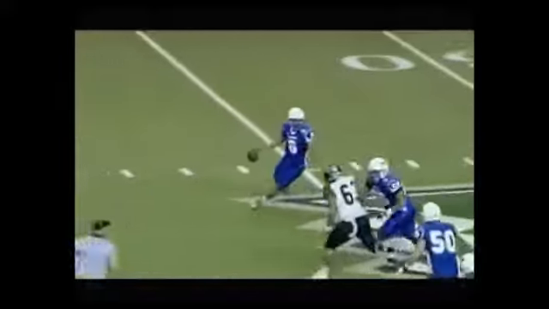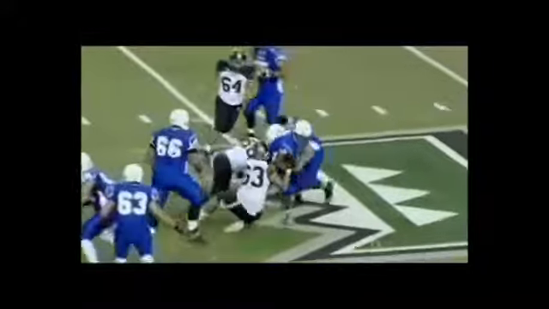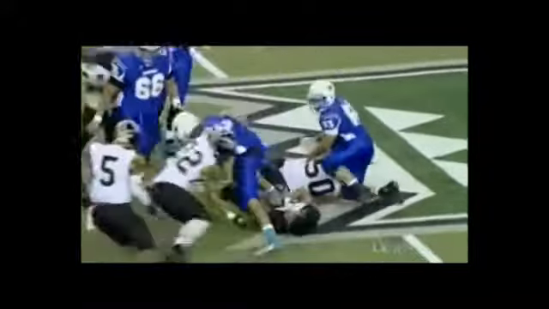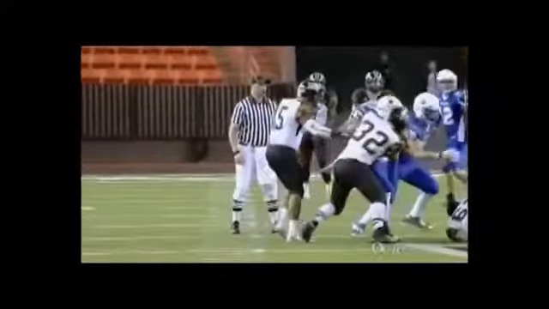So this is a perfectly legal play. You can see the quarterback scrambling around. 63 has him. He never loses control of him, maintains grip of that foot, and eventually is able to pull him down. Even though he doesn't have a helmet, he never lost control of the runner.